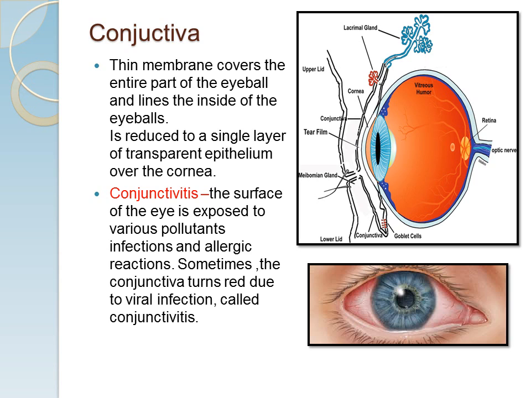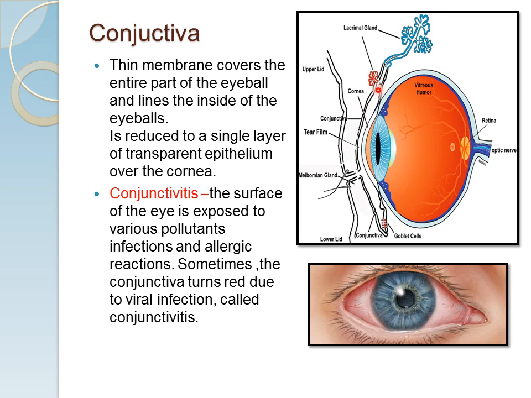Now in this slide we will discuss the conjunctiva. In the last slide we already said that the tear glands secrete tears onto the conjunctiva, which acts as a lubricant. So we should know what the conjunctiva is. Let us discuss what is conjunctiva.